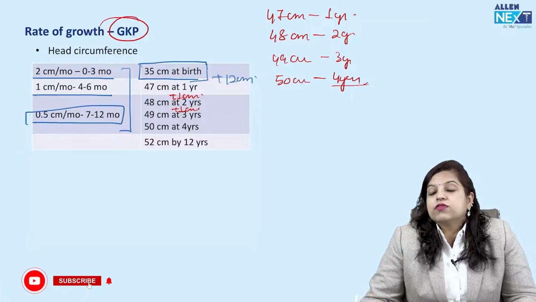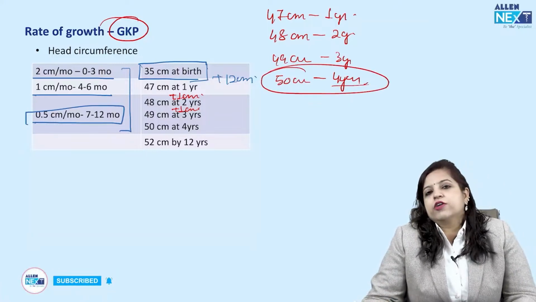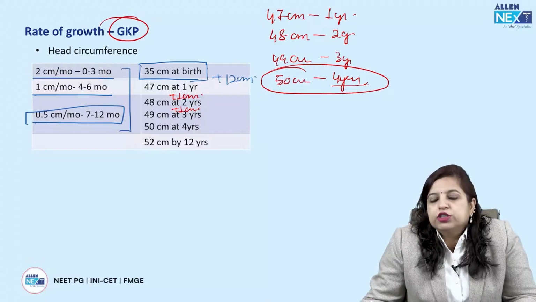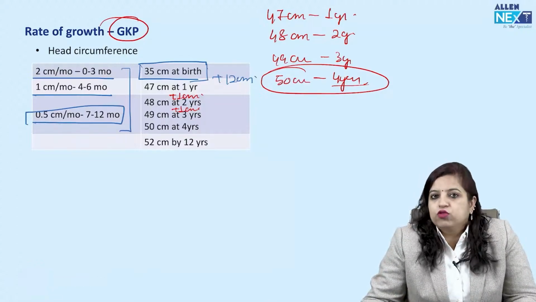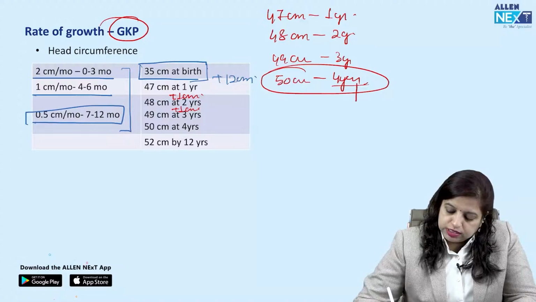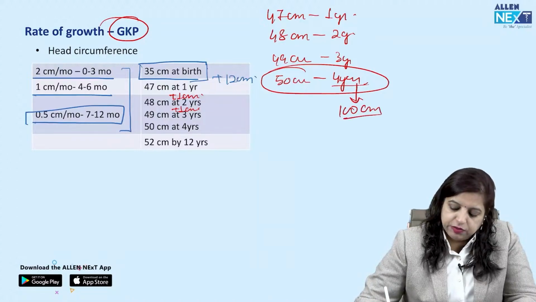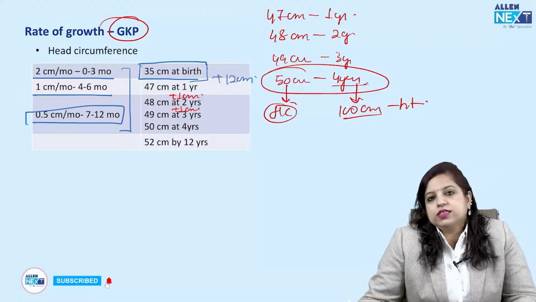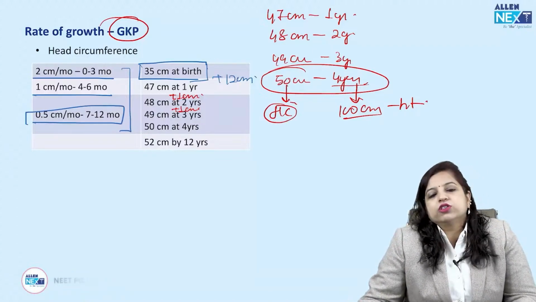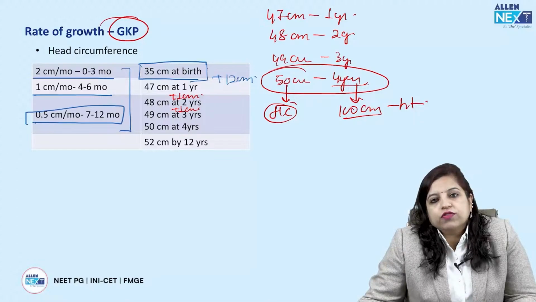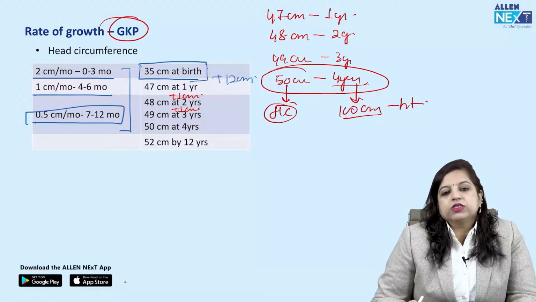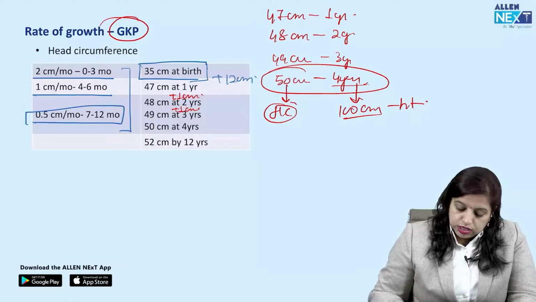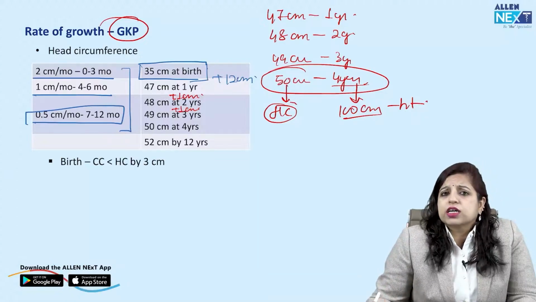So that means another way of remembering is that the head circumference is almost 50% of the height attained at 4 years, because at 4 years the height attained is 100 centimeters. So this is the height I am talking about, and this is the head circumference we are discussing right now. So almost 50% relation is there at 4 years of age, and then it becomes 52 centimeters by 12 years.